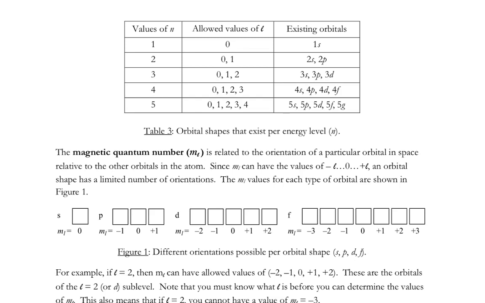And that just continues. When n is 4, we're of course farther from the nucleus, and we have L equals 0 for s, L equals 1 for p, L equals 2 for d, L equals 3 for f, f being the letter for L equals 3.